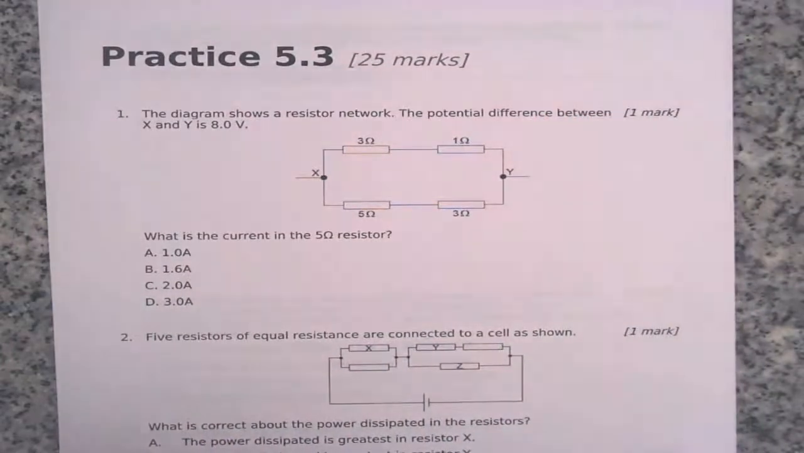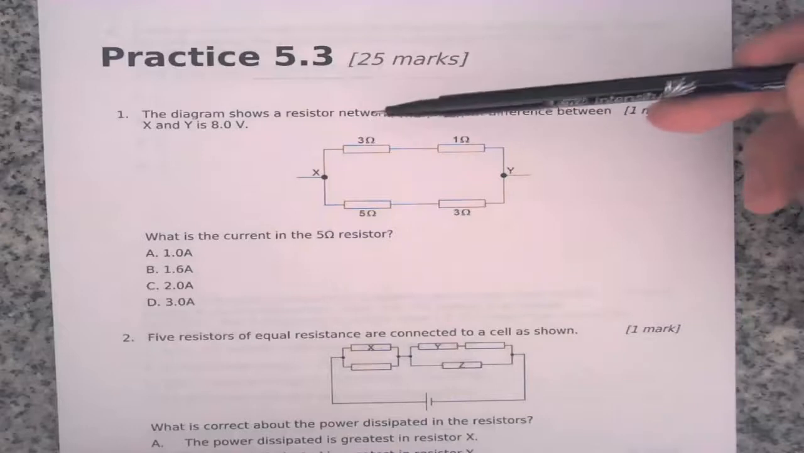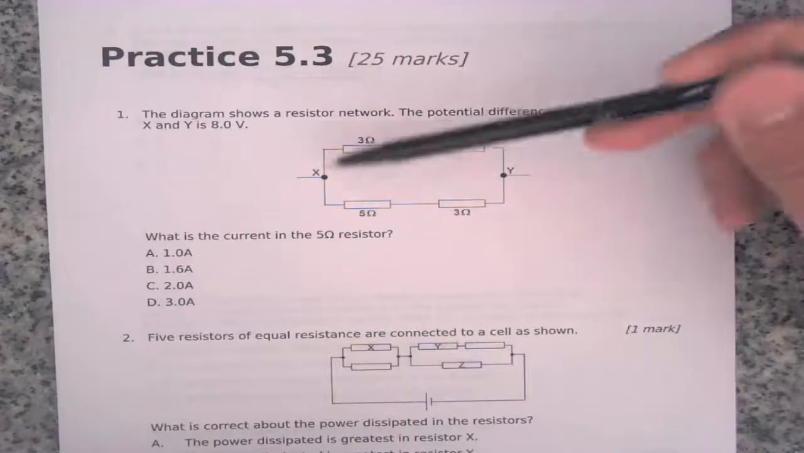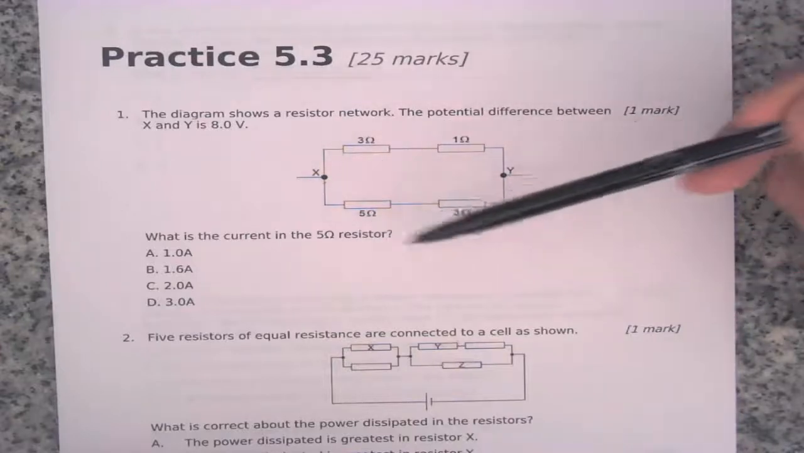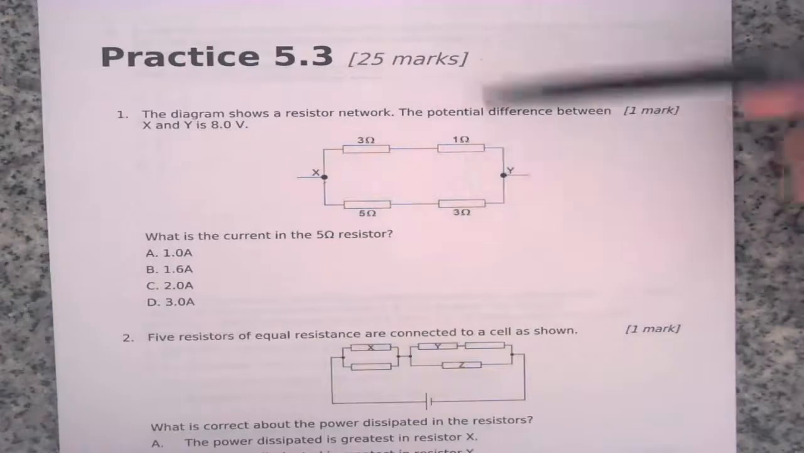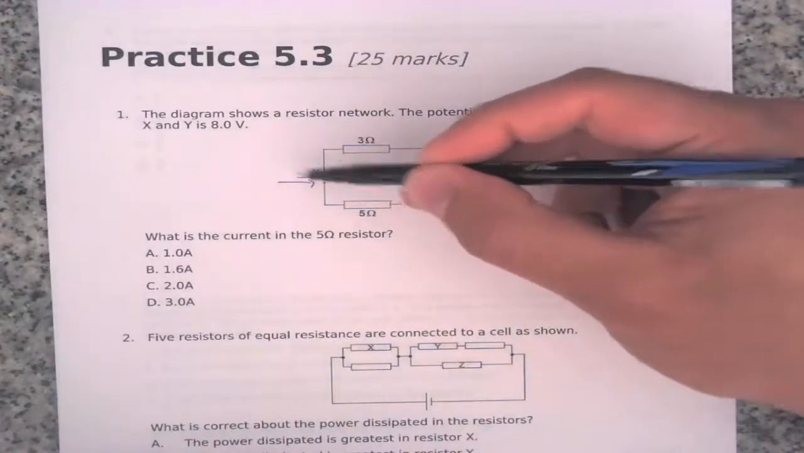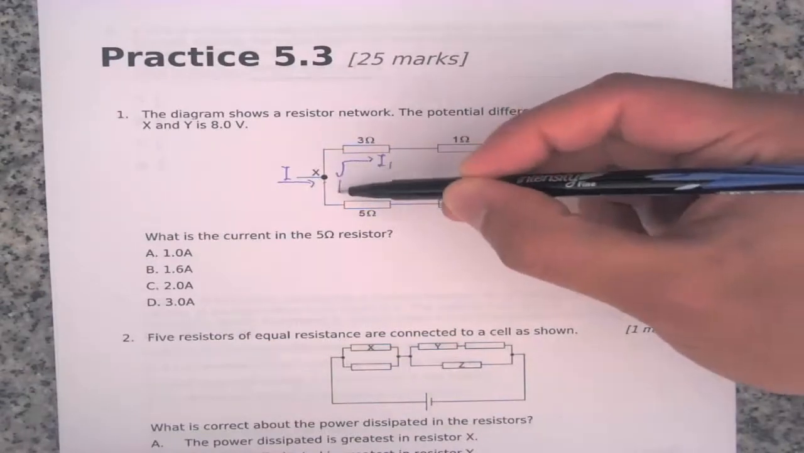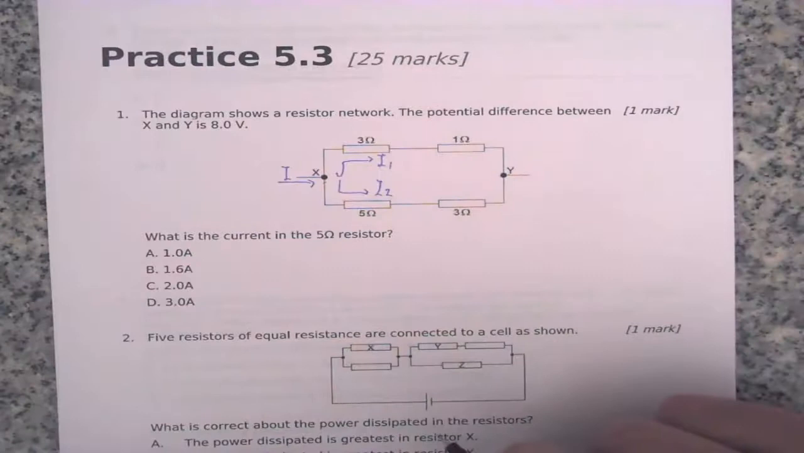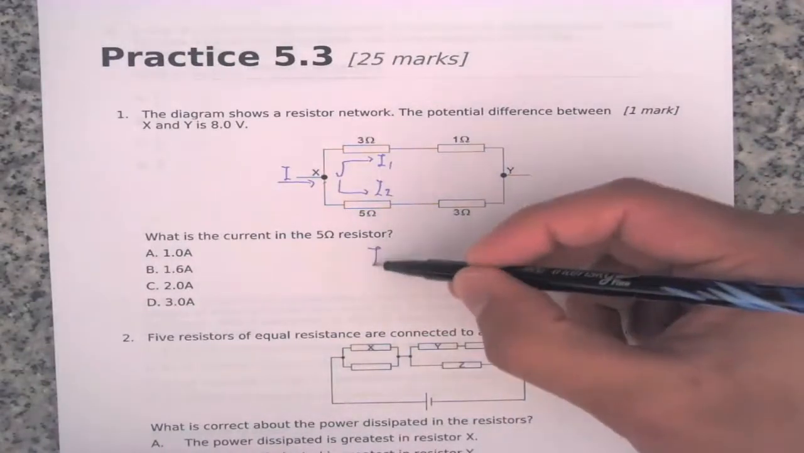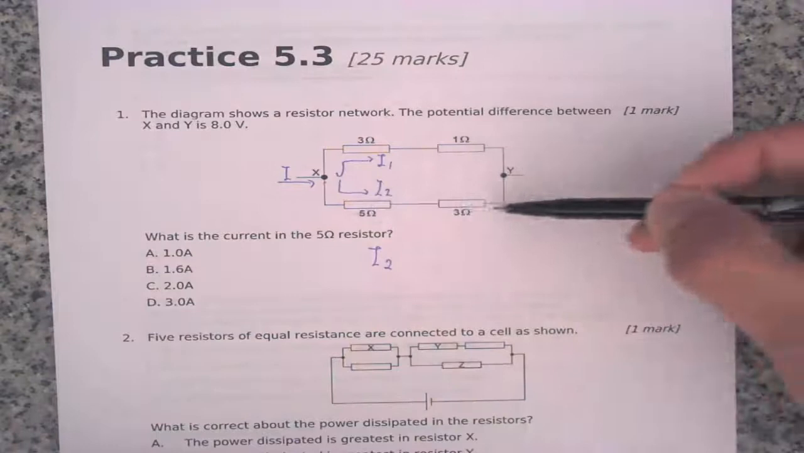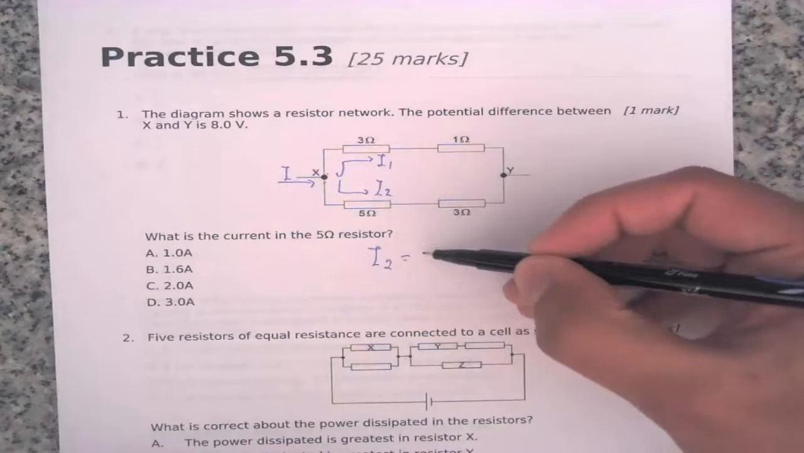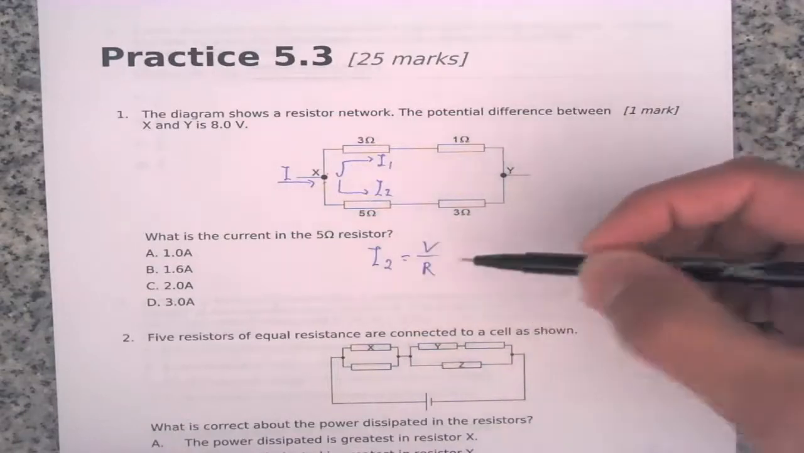Now let's move on to topic 5.3. What do we have here? We have the diagram that shows a resistor network. The potential difference between X and Y is 8 volts. So from here all the way here. What is the current in the resistor of 5 ohms? So now you know, when the current comes in this direction, let's call it I, it's going to split in the 2 different directions, I1 and I2. What I care about is I2, the current that passes through this wire. So what I need to do here, I know the potential difference is the same, so it's 8 volts. So working with Ohm's law, it's going to be V over R.